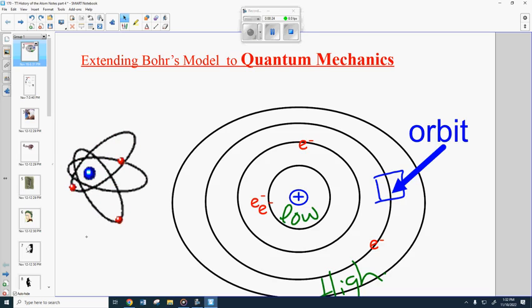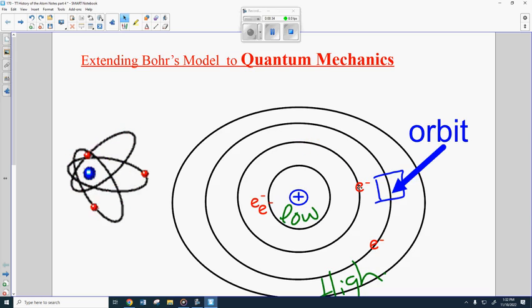Anyways, so here's where we are currently. The nucleus is tiny and small, but massive. It is at the center of the atom, and electrons kind of orbit around that guy, like planets around the sun. If they are close to the nucleus, like this guy, it's probably got lower energy. And if they're farther away from the nucleus, like this guy, it's probably pretty high energy.